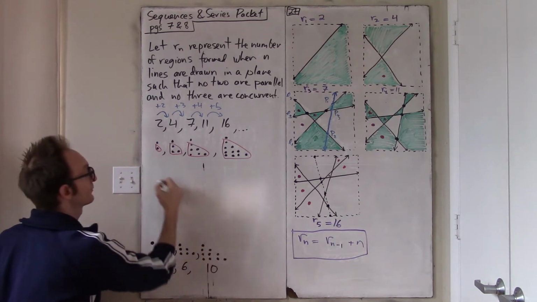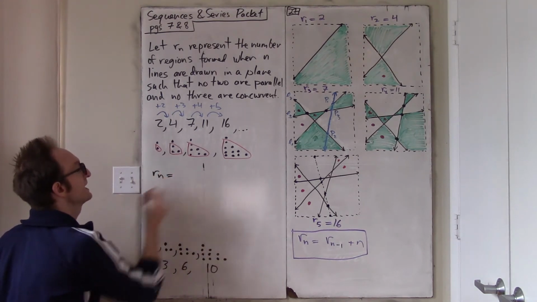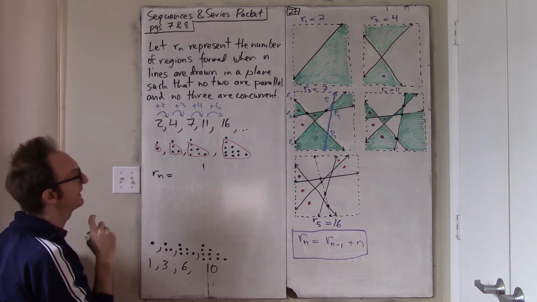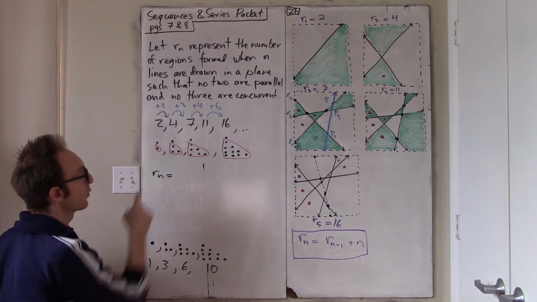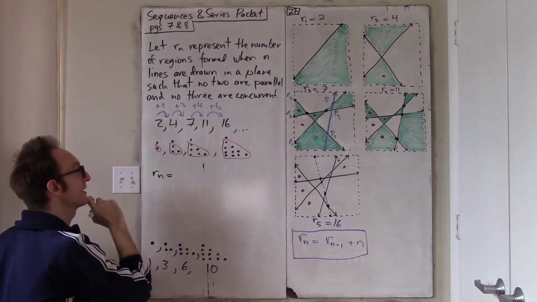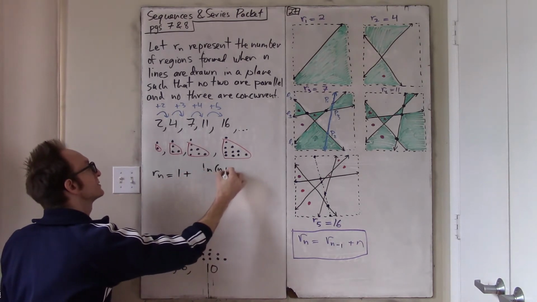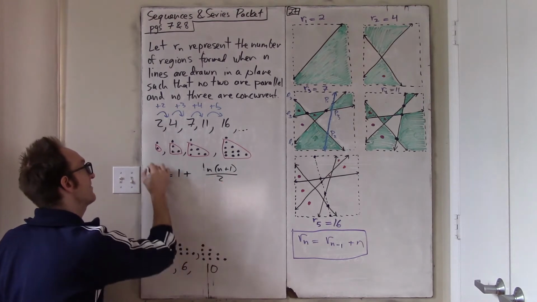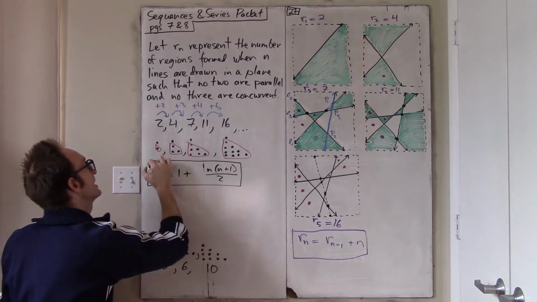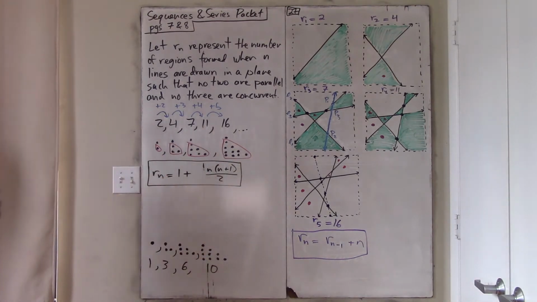the formula here for Rn, the explicit formula for it, is going to be 1 more than the nth triangular number. So it's going to be 1 plus n(n+1)/2. And that is actually just the correct formula, and you can check to see that it works for all the numbers that we've seen so far.